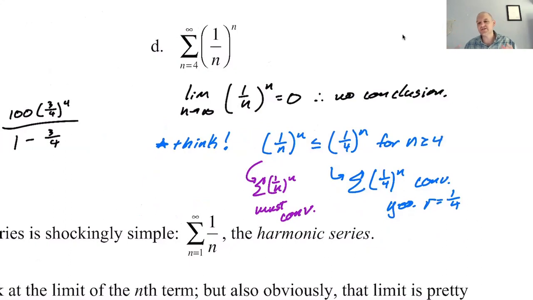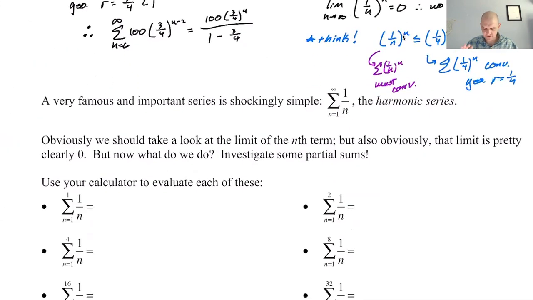Like we squeezed this series in between just 0, which definitely converges to 0, and then 1/4 to the n, which also converges. So we kind of forced it to happen. But anyway, we don't need that yet.